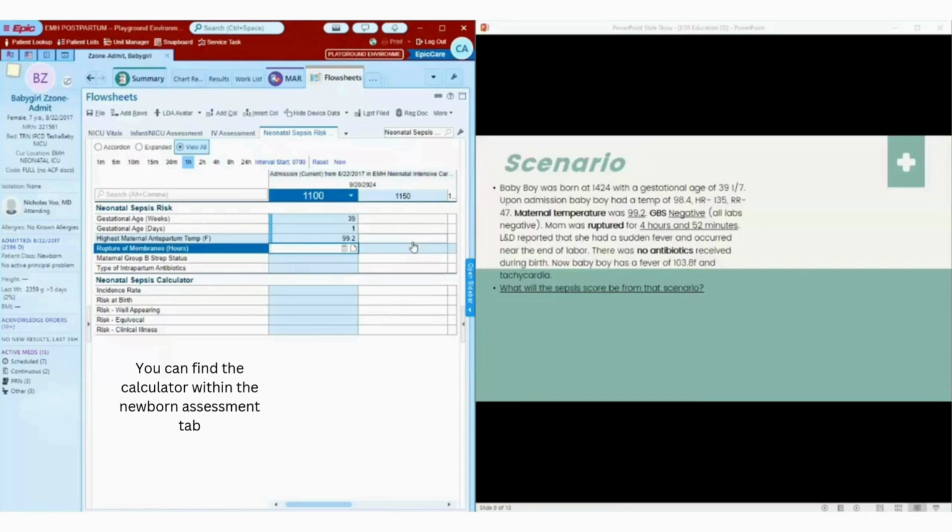So we can go ahead and take whatever minutes we have and put it into decimal form. The way we do that is you take the number of minutes and you divide it by 60. So for this example, 52 divided by 60, we get 0.86. So here we're going to put 4.86. The maternal GBS status, she was negative, so that's 2. And then type of antibiotics, that's 0.